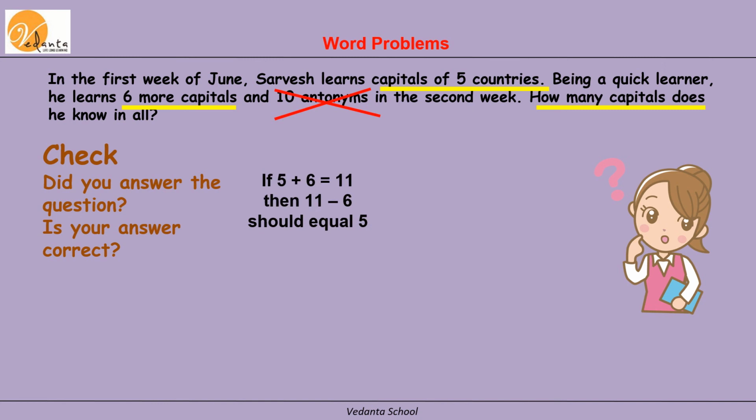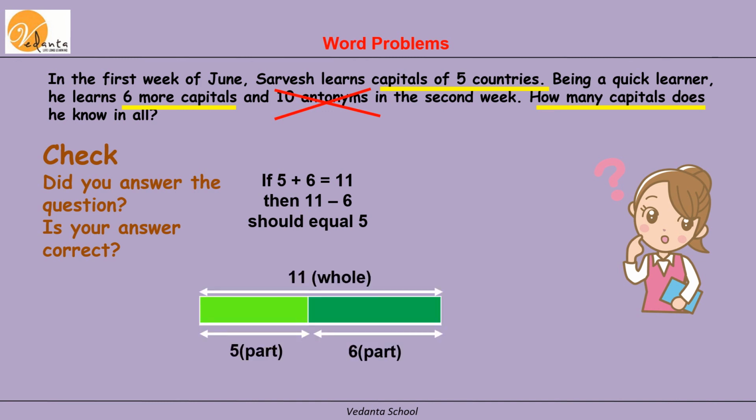So we got the answer. 5 plus 6 is 11. For checking, we'll again use the help of the bar model. This is the entire whole. From this, shall we remove one part? Which part do we remove? Okay, we'll remove the 6. Are you ready? Yes, it is gone. Now what is left out? The first part, 5 is left out.